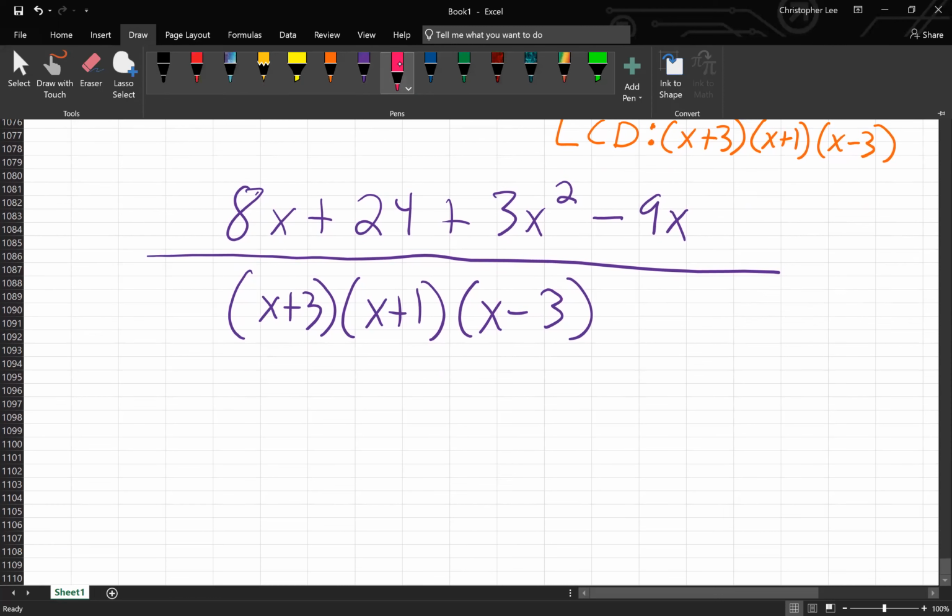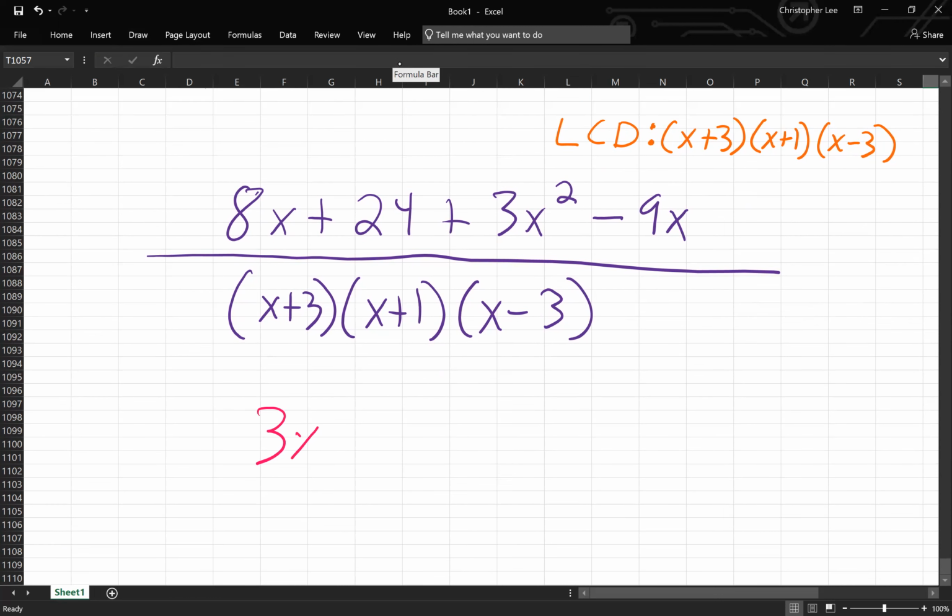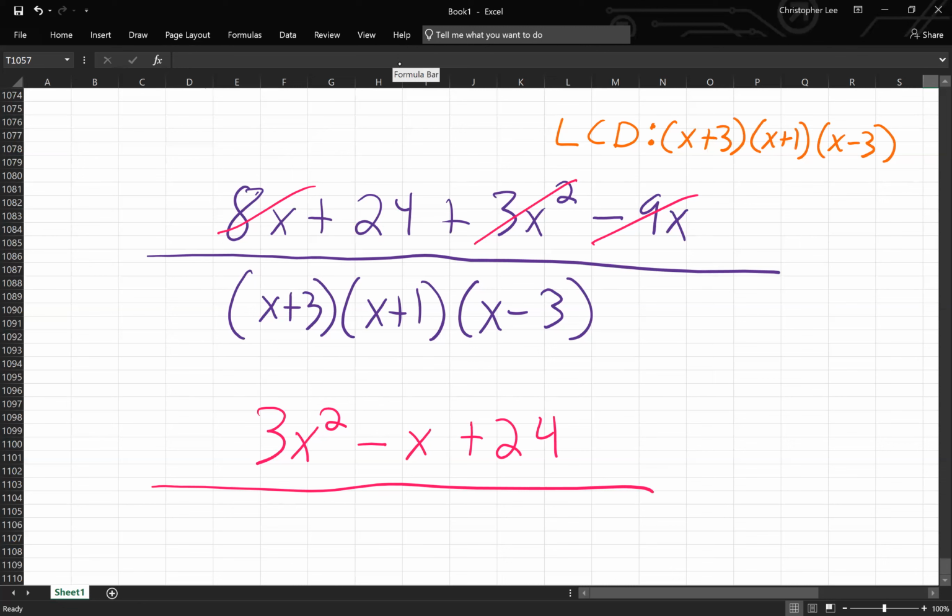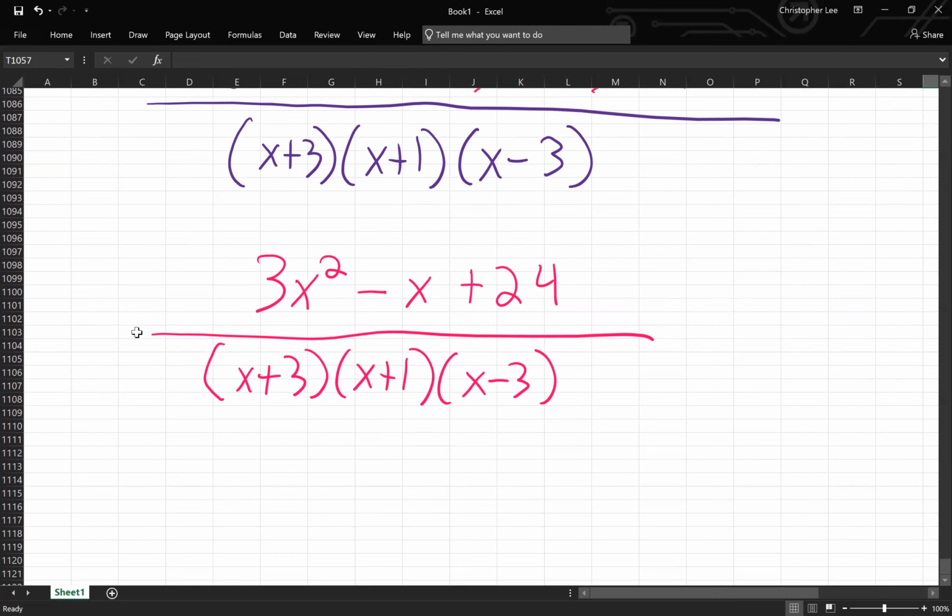When I combine like terms here, I'm going to have the 3x squared, and then 8x plus negative 9x is what? Negative x. Very good. And then I have the 24, so plus 24. After that, this is all over the same LCD. Nothing's changed: x plus 3, x plus 1, x minus 3. Now what I want to do here is factor the numerator. Let's take a look at what this is going to be.